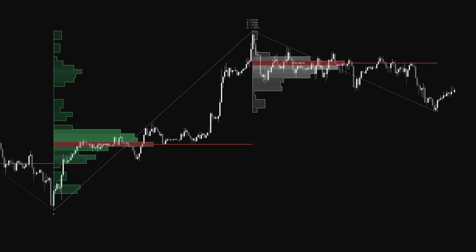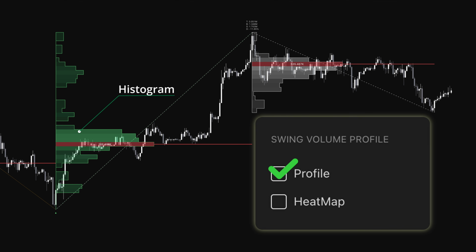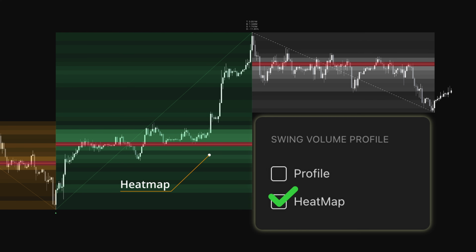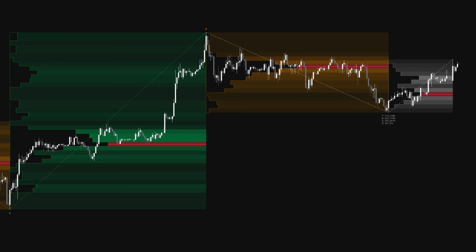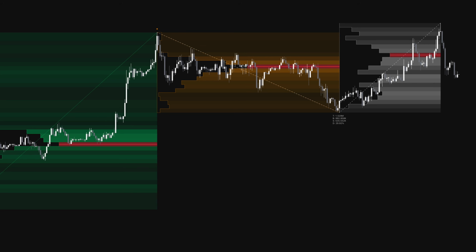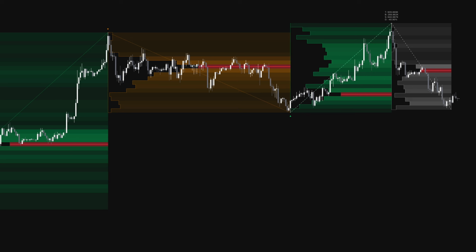Two display modes are available. The standard profile view renders the histogram as a polyline outline with gradient-filled boxes. The heat map mode fills boxes horizontally across the full swing width, showing volume intensity as a color gradient rather than bar width. Both modes update in real time as the current swing develops, rebuilding on each bar until a new pivot confirms the direction change.